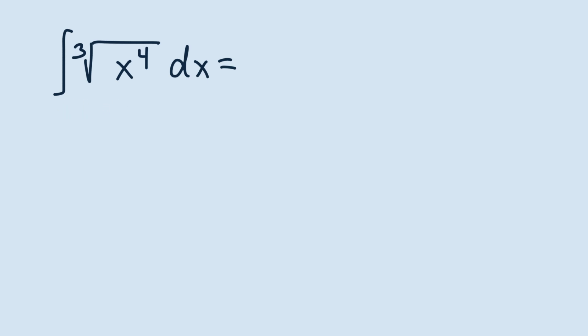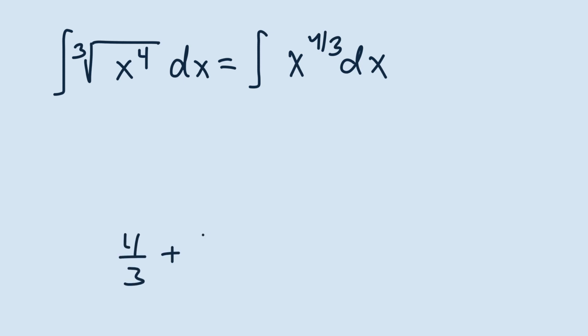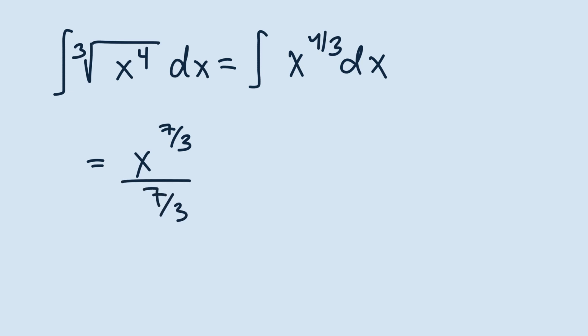Try to solve this question. Integral of the cube root of x to the fourth dx. As we did earlier, let us rewrite the question. It is actually x to the power 4 over 3 dx. Now let us add 1 to this fraction, which is 4 over 3 plus 1. I can write 1 as 3 over 3, which equals 7 over 3. So the new fraction will be 7 over 3. It will equal x to the power 7 over 3 divided by 7 over 3, plus c.